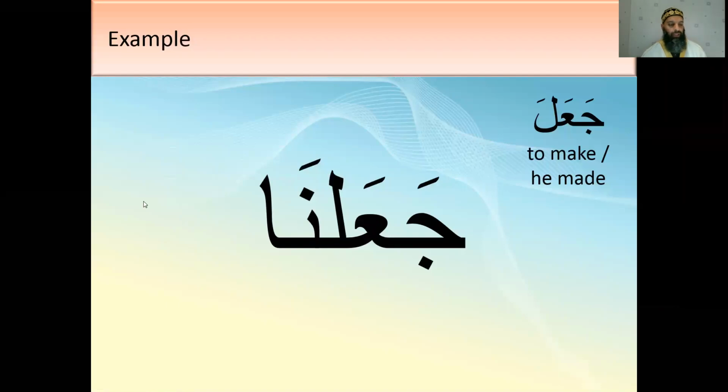Right, here we go. So ja'ala means, this is just practice now to learn that table. Ja'ala means to make. It's the verb to make, but in a sentence it really means he made. It's the root word. Remember, third person. So what does ja'alna mean?